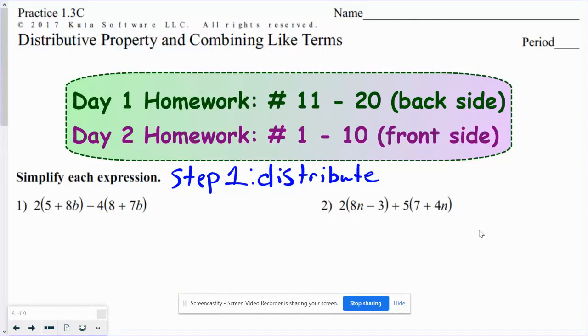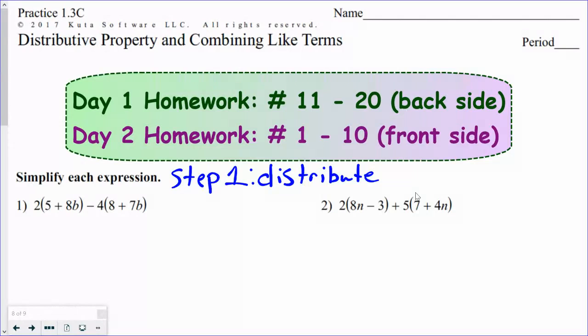7th graders. So yesterday we did the back side of this paper, 11 through 10, and they only had one step of distributive property. So now today we're going to do the front side where there are 2 sets of distributive property.